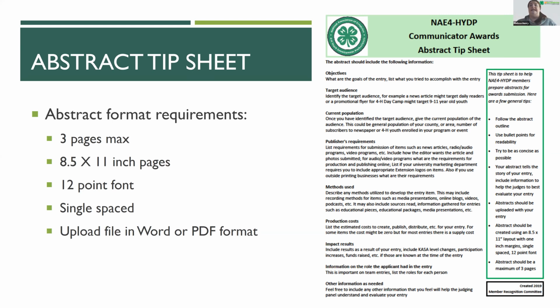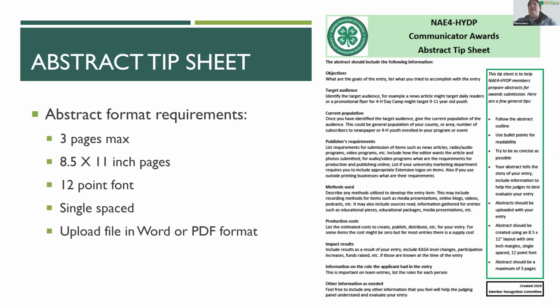So this is the abstract tip sheet. It's located second item on the main awards page. It tells you kind of what to include. So as you're working on your entries and working with people in your state, make sure they follow the guidelines for the abstract. Include the objectives, the target audience, the population, publishers' requirements, methods used, production cost, impact results, information the role had in the entry, and other information as needed.